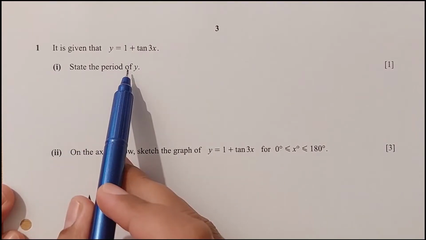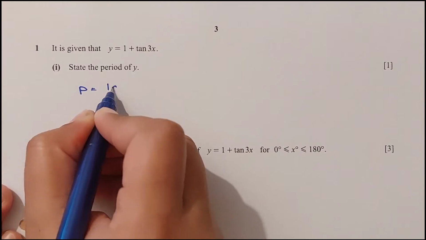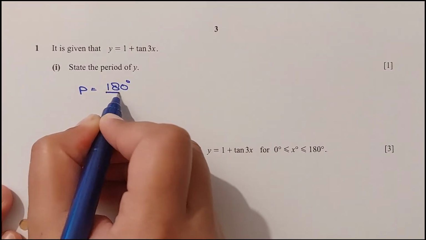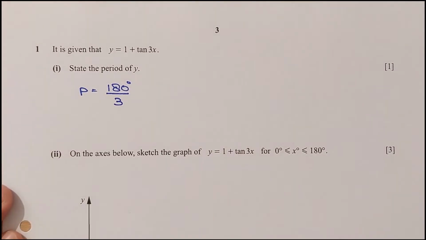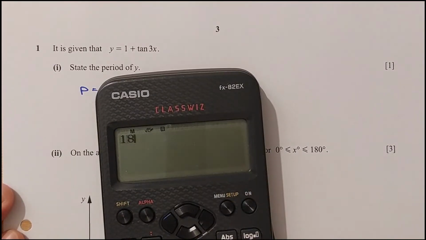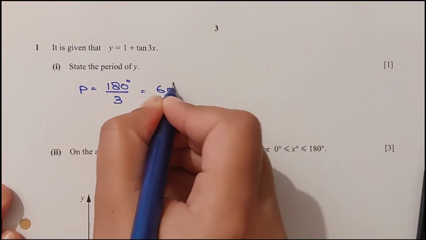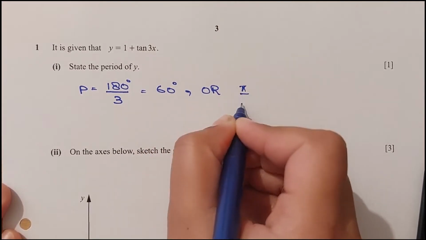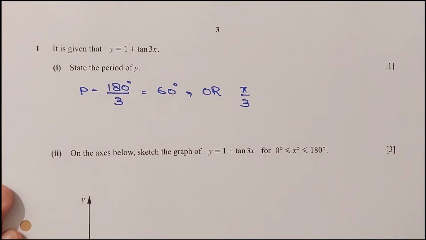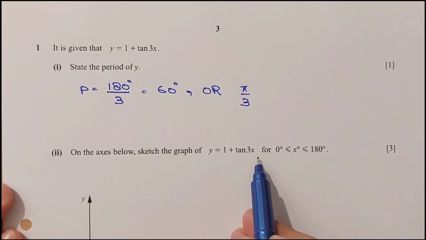Number 1, state the period of y. The period of the tangent function is 180 degrees divided by the b value. This is 3, right? So we can do 180 over 3, which equals 60 degrees. Or if we do it in radians, this is pi by 3. Pi by 3 is 60 degrees. That is the period.